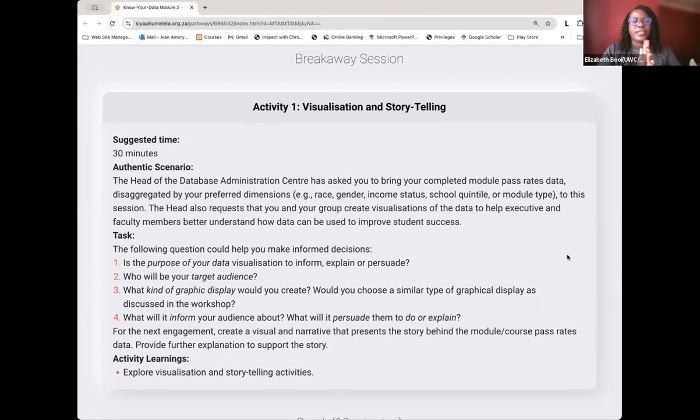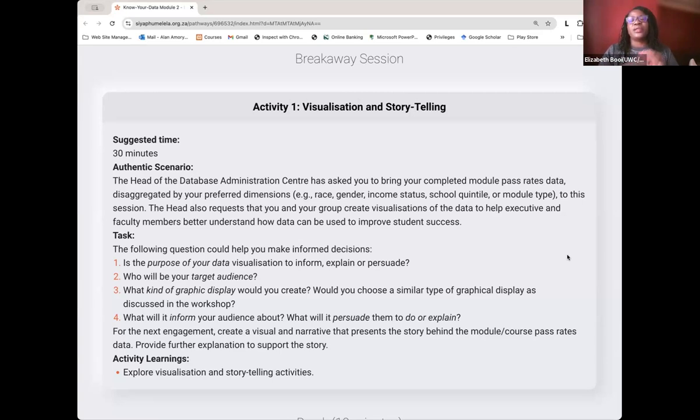So this is the scenario, or the activity, that you're going to be discussing in the breakout room. It's the same. Using the completed module pass rate data that you have disaggregated by your preferred dimensions. So we asked you, if you know that race is not a dimension that you need to be using, don't use that. Maybe you have gender, quintile, income status, module type. We gave you all that to say you can go and disaggregate it any way you want. And then you're going to answer those questions, and then after a break, we'll come back and do a report back.